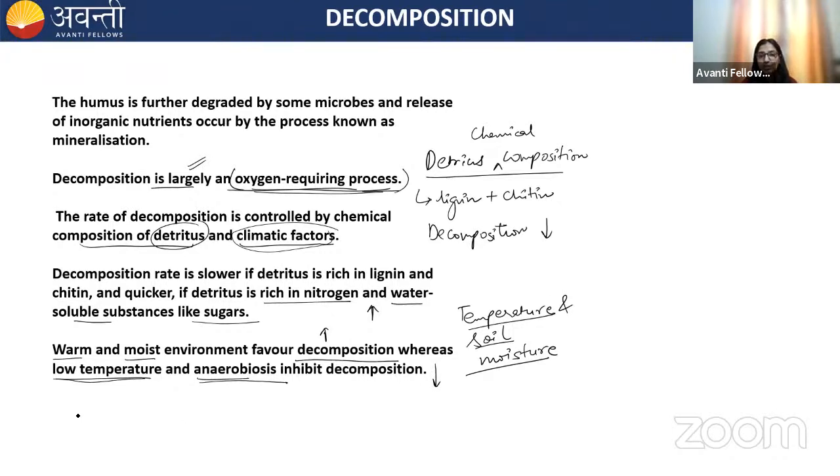The chemical composition of the detritus and the climatic factors control the rate of decomposition. Decomposition rate would be high if the detritus is rich in nitrogen and water soluble substances like sugar, and if the environment is warm and moist. Decomposition will be slow when the detritus is rich in lignin and chitin, and when the temperature is low or there's anaerobic condition. Remember this.